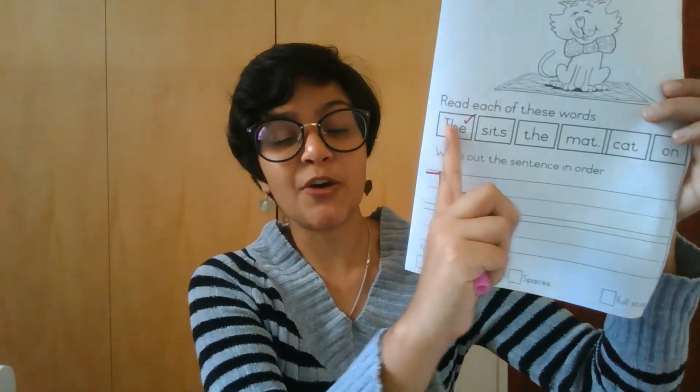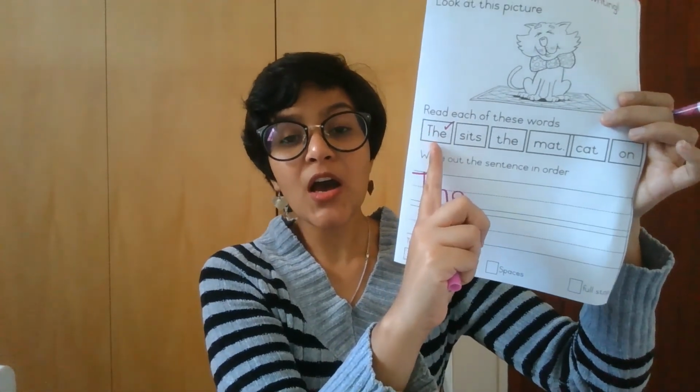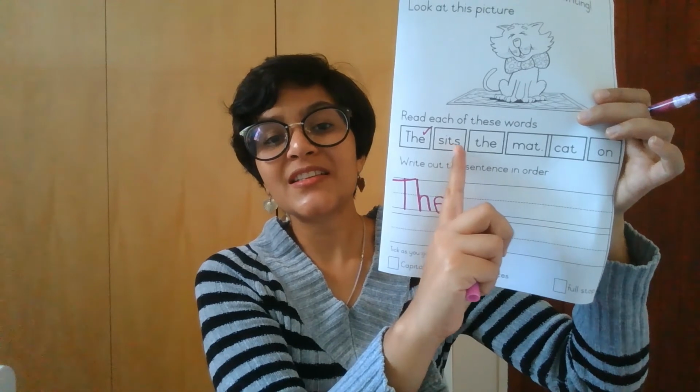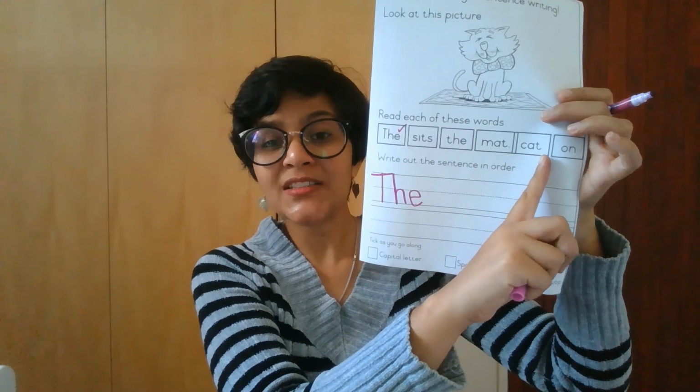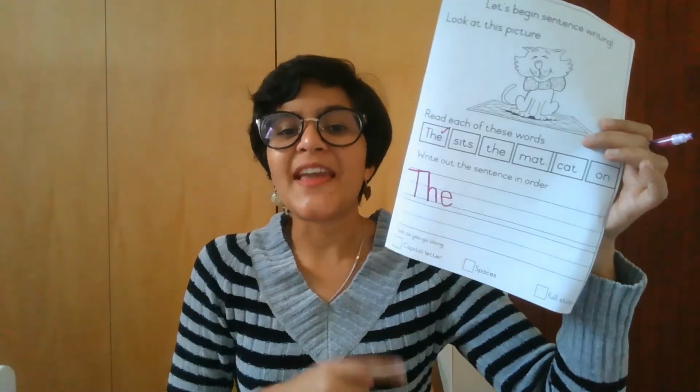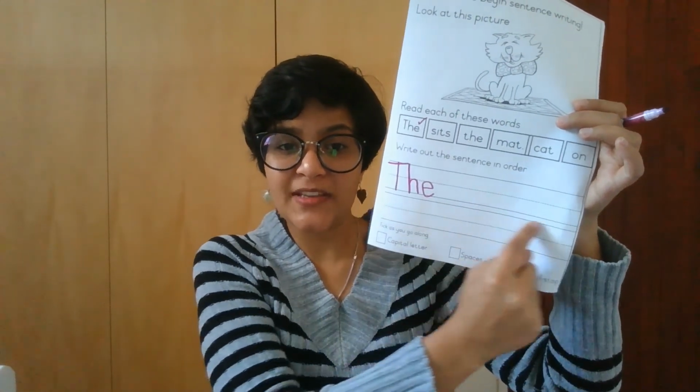So you guys are going to do this sentence writing on your own. I'm not going to do it all for you because that kind of doesn't make you guys work by yourselves. So I've read the words out for you. I'll go through it again. But remember, you are writing the sentence, the cat sits on the mat. Let's go through these words again. The, sits, the, mat, cat on. Then you've got space to write it. There's even extra space at the bottom here if you need to write more.